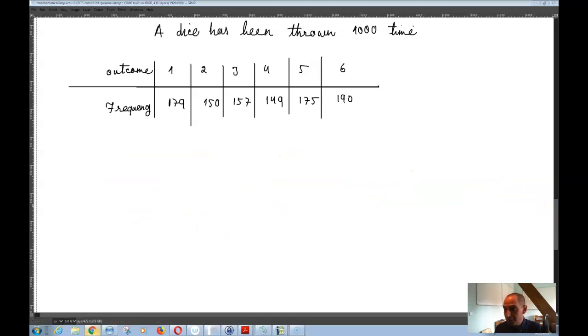Okay, so that means that basically this dice has been thrown 1,000 times, and these are the frequencies related to each of the possible outcomes. Now we want to find the probability of getting each outcome.